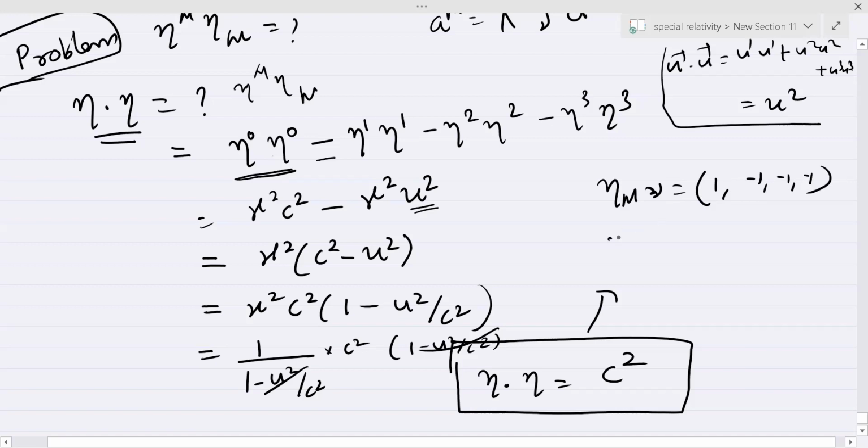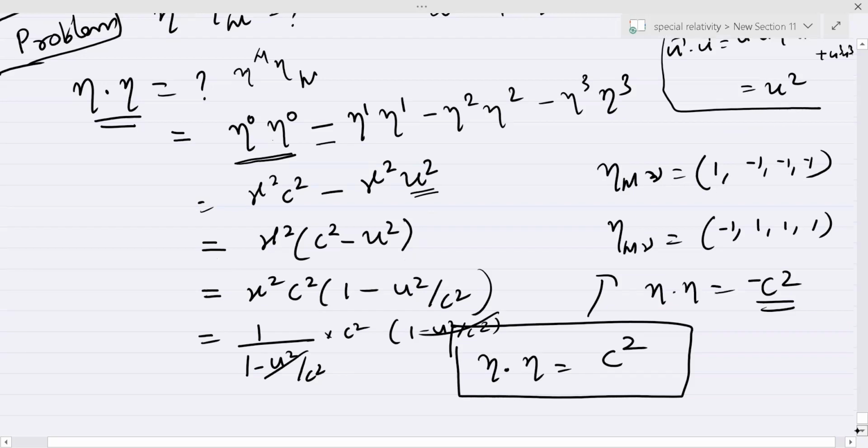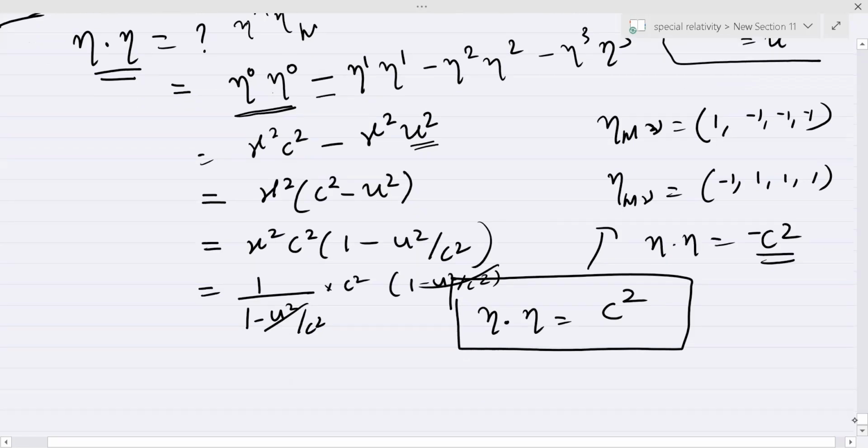Now you can also use the other convention, eta mu nu equal to minus 1, 1, 1, 1. In that case, eta dot eta will be equal to minus c square. Right? Is this fine? This can be asked.